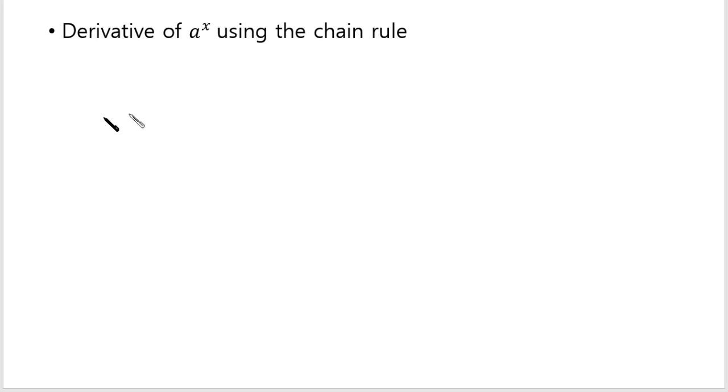Derivative of a to the x using the chain rule. Earlier on, I explained that the derivative of a to the x is equal to a to the x times ln of a, right? But I deferred the proof until after learning the chain rule, because the proof requires the use of the chain rule. Now that we know the chain rule, I can explain why this is true. And it's just a few lines of calculation.